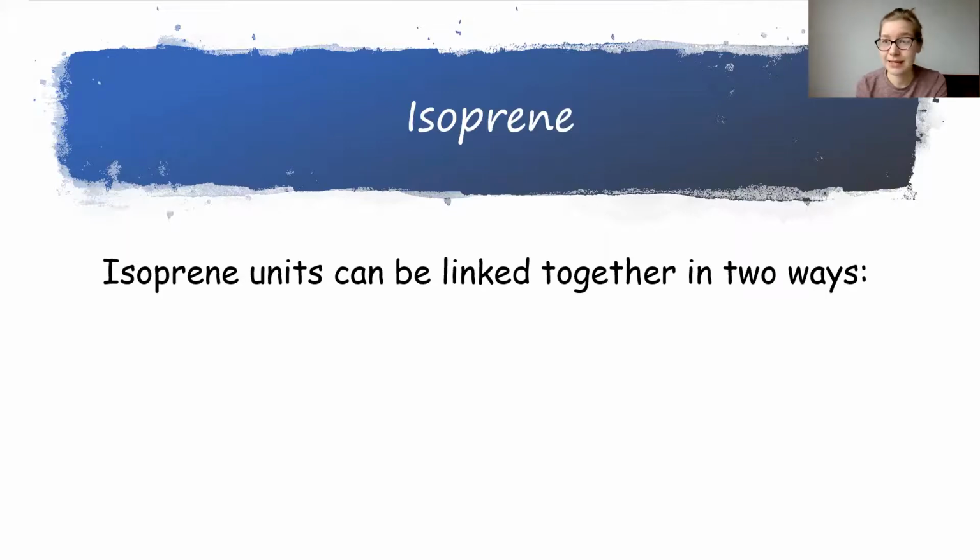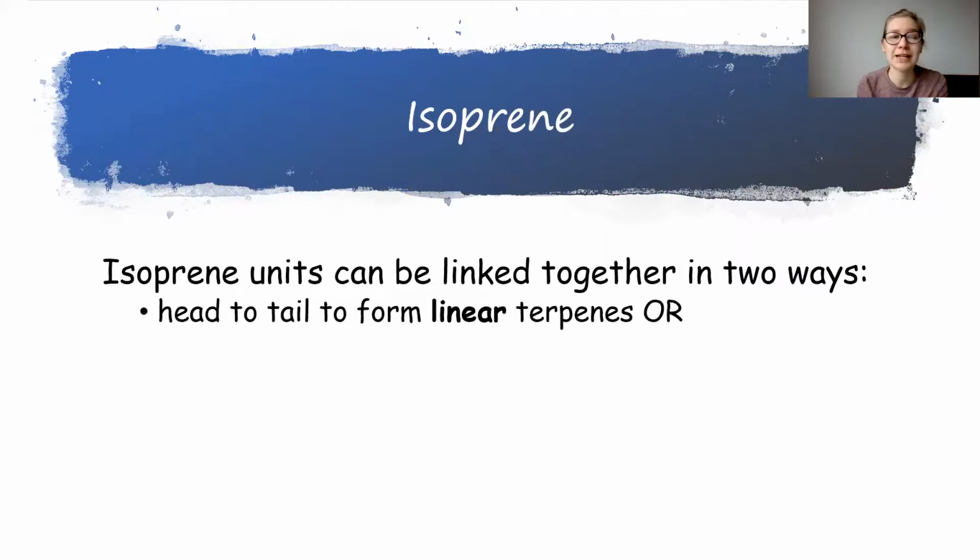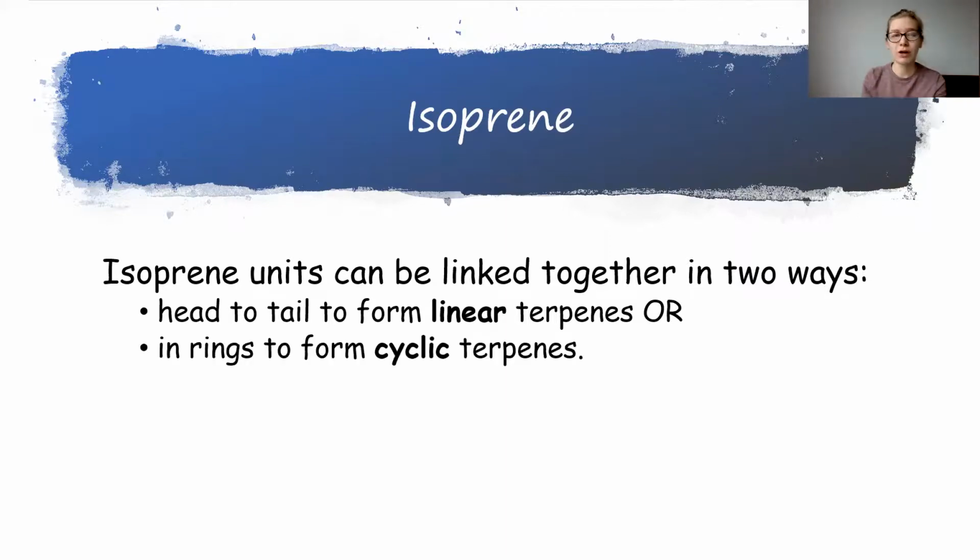Isoprene units can be linked together in 2 ways. The addition reaction means that we can open up the double bonds and we can make them larger. So we can add isoprene units together to make these larger molecules called terpenes. We can either attach them head to tail, so one here, one here, one here, one here, and that would be linear. Or we can attach them in rings, so that the carbon atoms form a ring, and that would be cyclic. So linear and cyclic terpenes are the 2 categories.